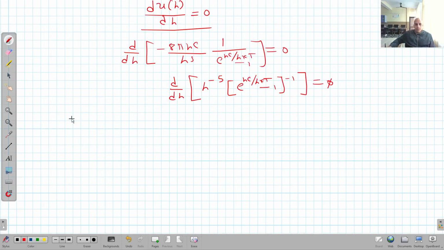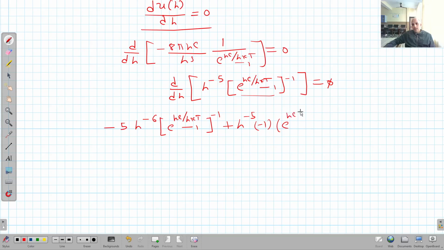So when I take the differentiation by using the product rule, then on the differentiation of the first term: minus 5 lambda power minus 6 into e raised to power hc upon lambda kT minus 1, as it is, power minus 1, plus lambda power minus 5 into, now the differentiation of this, minus 1 into e raised to power hc upon lambda kT minus 1 power minus 2 into e raised to power hc upon lambda kT into minus hc upon lambda square kT. That should be equal to 0. Clear?